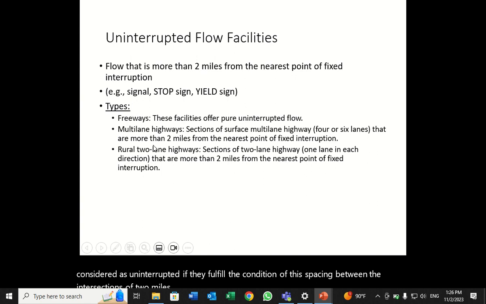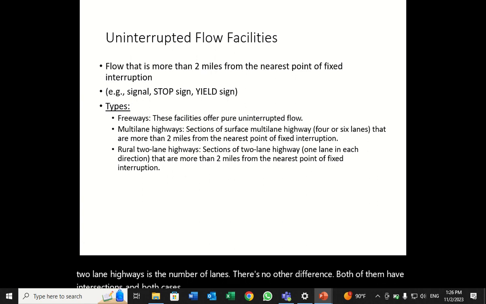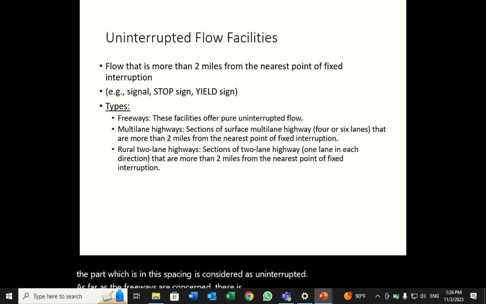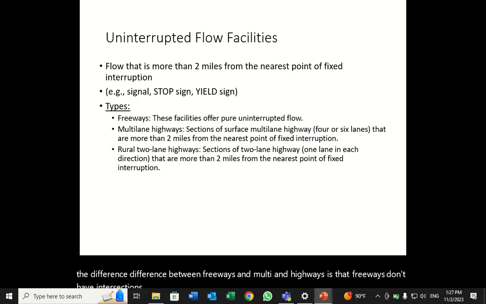Now the difference between multi-lane highways and two-lane highways is the number of lanes. There's no other difference. Both of them have intersections. In both cases, the intersections have a spacing of more than 2 miles, and the part in this spacing is considered uninterrupted. As far as freeways are concerned, there is no two-lane freeway, so freeways always have more than 2 lanes. The difference between freeways and multi-lane highways is that freeways don't have intersections, at 2 miles or whatever spacing.